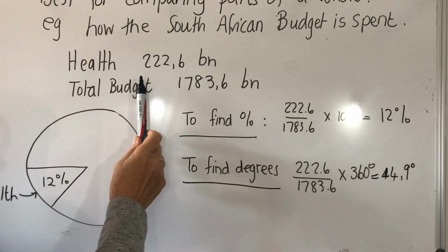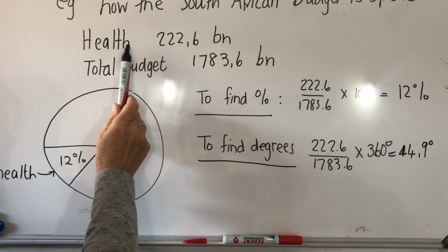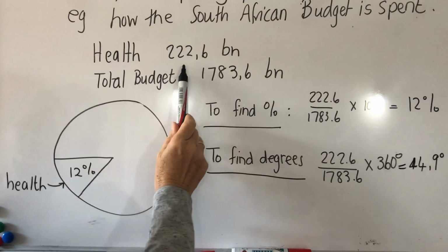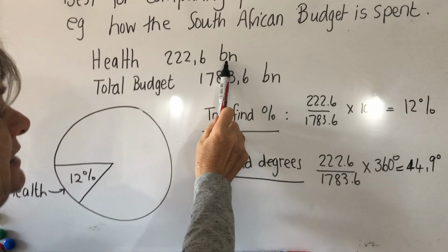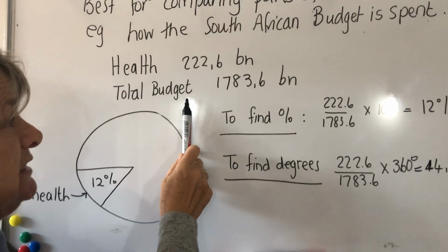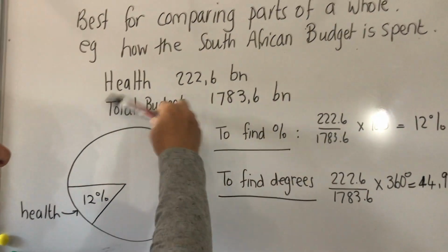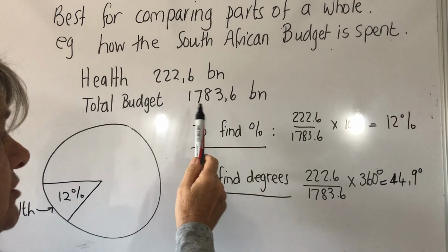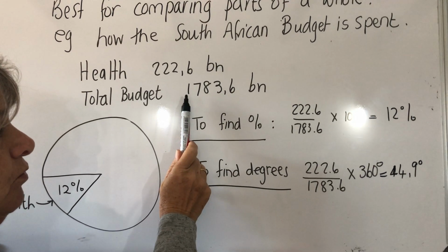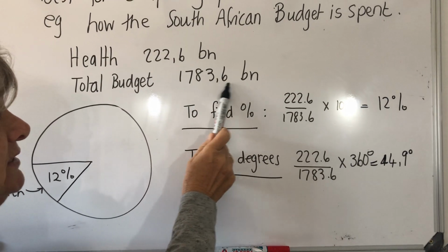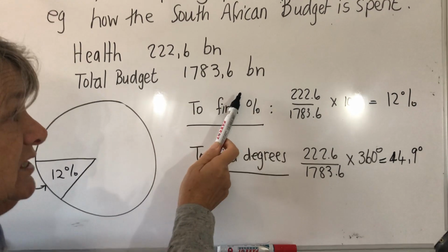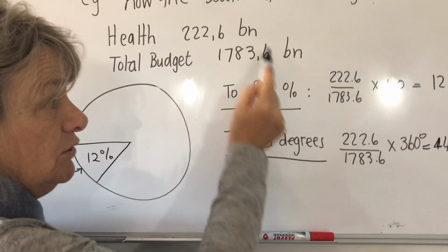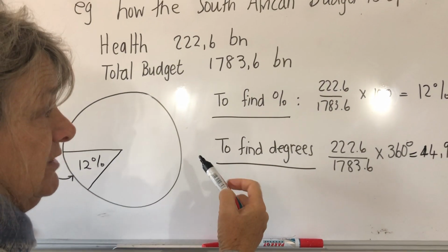So I had a look at the 2019 budget for South Africa, and I noticed health is 222.6 billion rand. The total budget was not actually given, but I added up all the billions spent on the various sectors of the South African budget, and I came to the total of 1,783.6 billion. So in order to get your percent, you need the amount spent on one sector as well as the total for the whole budget.